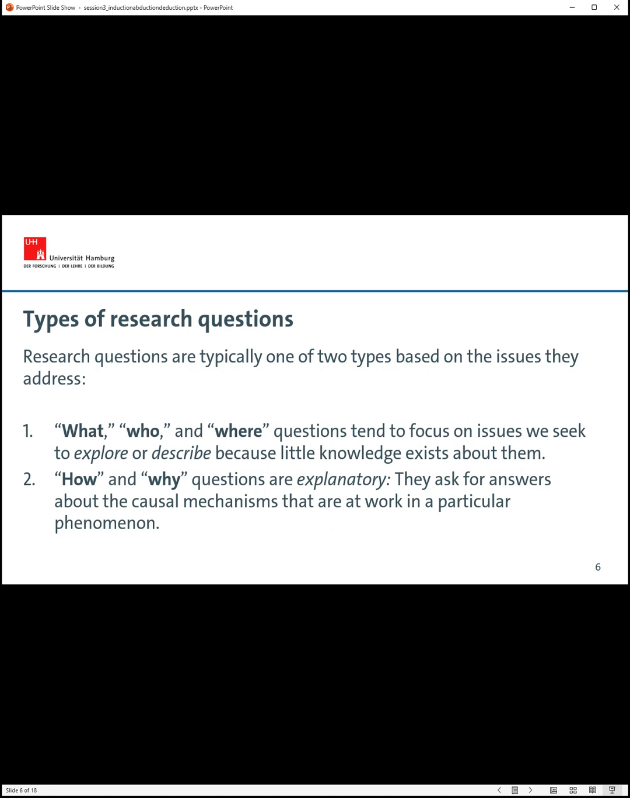Contrasting to this are so-called type 2 questions, which are how and why questions. These are usually not as descriptive or exploratory, they are explanatory. How and why questions ask for answers about the mechanisms that are at work, sort of like the gears that are in motion that explain a particular phenomenon and how or why it came about.